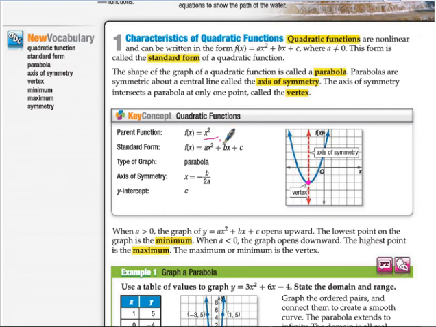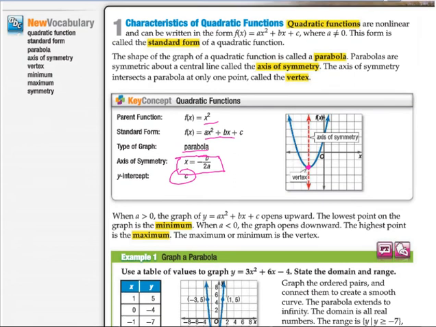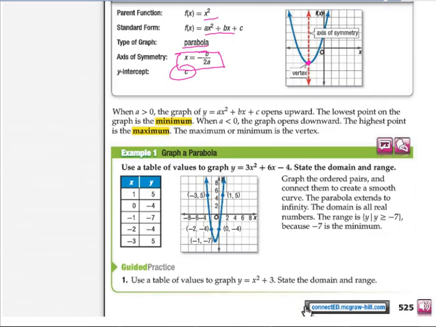The parent function is x squared. The standard form is this. The shape is here. To find the axis of symmetry, we do that right there, and then the y-intercept is c. A parabola can have a maximum or minimum depending on which way it faces, and we'll talk about that. If it opens up, it has a minimum. If it opens down, it has a maximum. It's the lowest and highest point. That should make sense, and it's also the vertex.